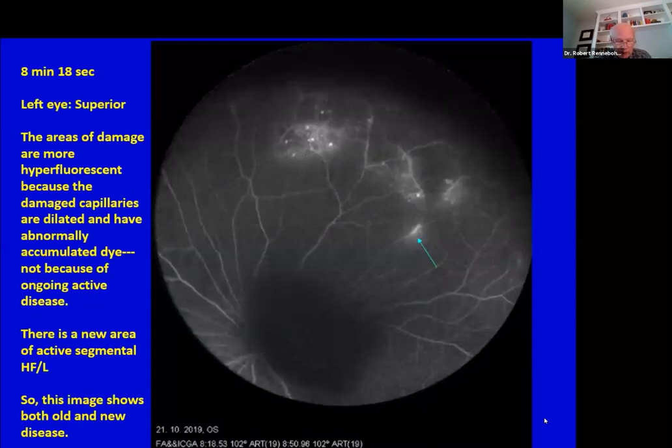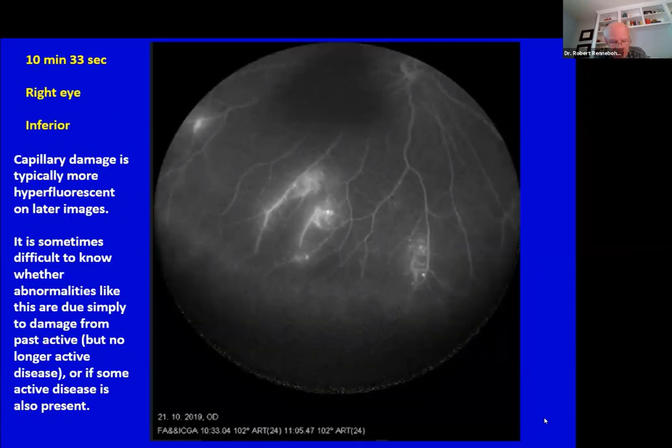This is the previously shown area of capillary damage. It is more hyperfluorescent on the 8-minute image because the damaged capillaries are abnormally dilated and have abnormally accumulated dye. So this increased fluorescence at the end of the study is not because of ongoing active disease. And at the 10-minute mark, you can see increased hyperfluorescence in these damaged capillaries.